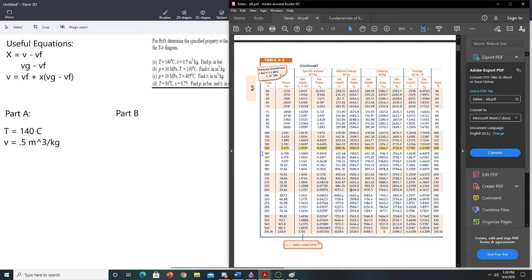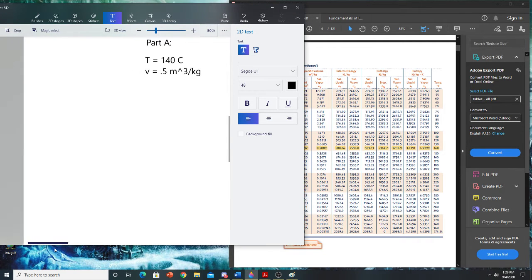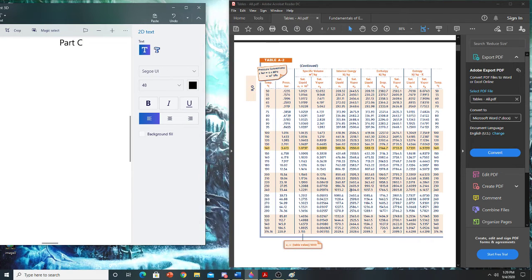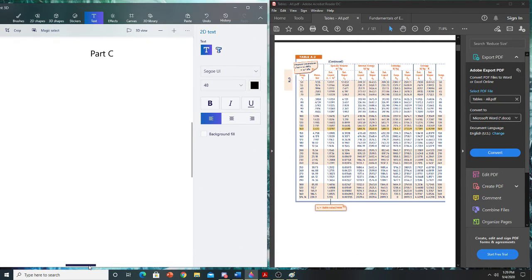Now that we know that, we have to compare what else we know. We have a volume of 0.5 meters cubed per kilogram. So let's go over to the specific volume line. Let me go ahead and make this smaller, so we can do them both at the same time. But while we're doing that, I'll keep talking a little bit. The specific volume line shows us that the specific volume of the saturated liquid is 1.0797 times 10 to the negative third, and the saturated vapor value is 0.5089.